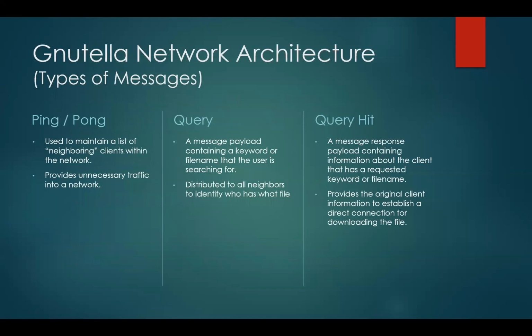Building the Gnutella network architecture, there are types of messages that we're focused on for this assignment. These include ping and pong, query, and query hit message types. Ping and pong messages work in conjunction with one another and between clients in order to maintain an accurate list of which clients are potentially available for querying when the time comes. However, as ping and pong messages are constantly sent through the network, they pose the threat of congesting the underlying network infrastructure.